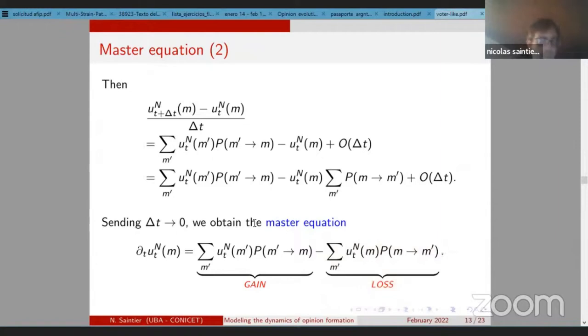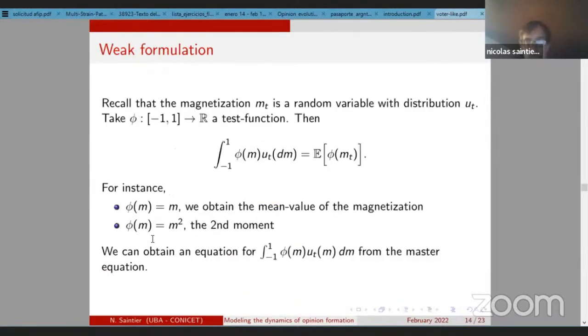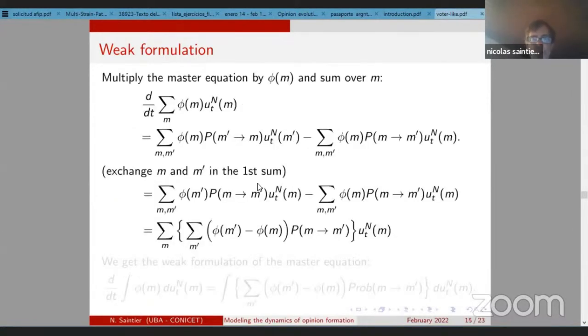Okay. Now, we can rewrite that from a weak point of view, right? Which will be useful later. So this means just that I will multiply on both sides by a test function and sum over. Just one thing before. Maybe I should have put that before, but we'll go back to that later. So I take my master equation, I multiply it on both sides by a test function, and I sum over. And then we just rewrite things a little bit.